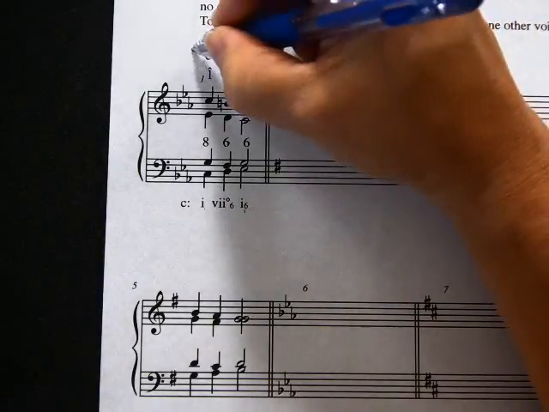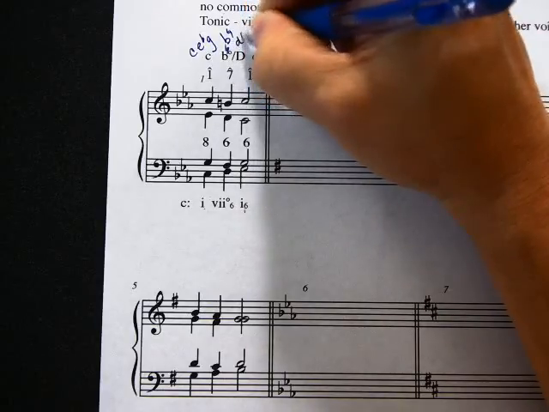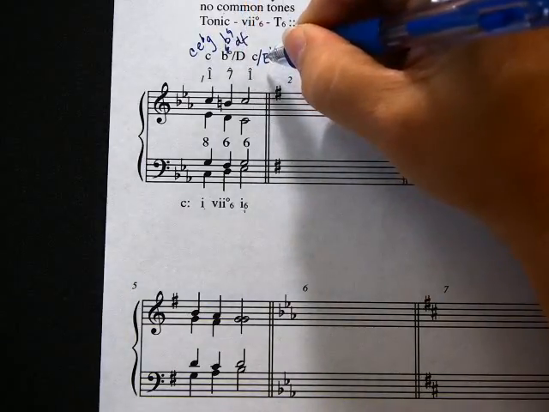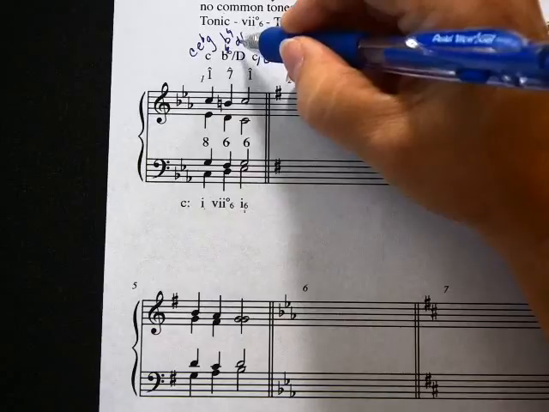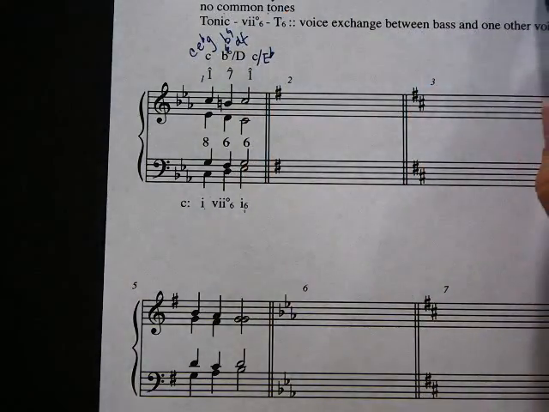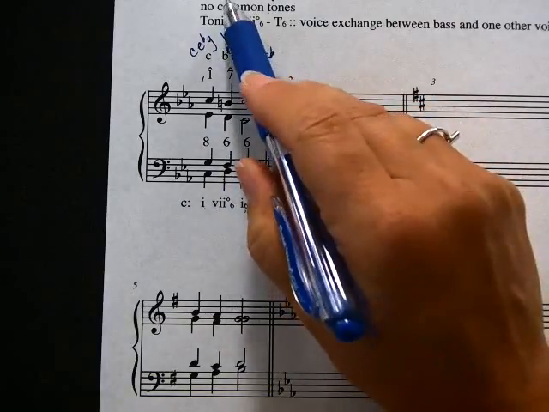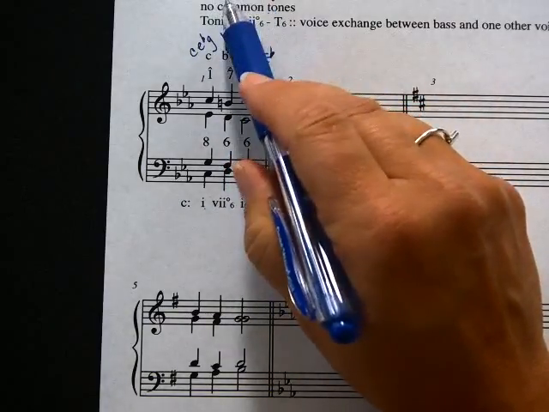From C, E flat, G, B natural, D, F, and then back over to C, E flat, G. There are no common tones. There are no common tones when the root movement is by step, when the Roman numerals are adjacent numbers. So, and we want contrary motion. Soprano, alto, tenor move contrary to the bass.